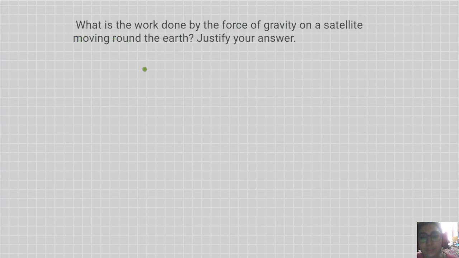So yeah, this is a conceptual question: what is the work done by the force of gravity on a satellite moving around the Earth? Okay. So, for example, let's draw an arbitrary Earth and let's draw a satellite which is moving in sort of an elliptical path. Okay. So when we had discussed gravitation, we had discussed how every object in the center is attracting every other object at its periphery, right? And that force is called centripetal force.